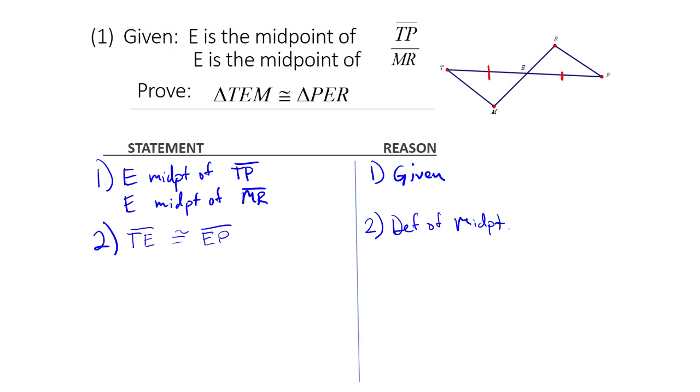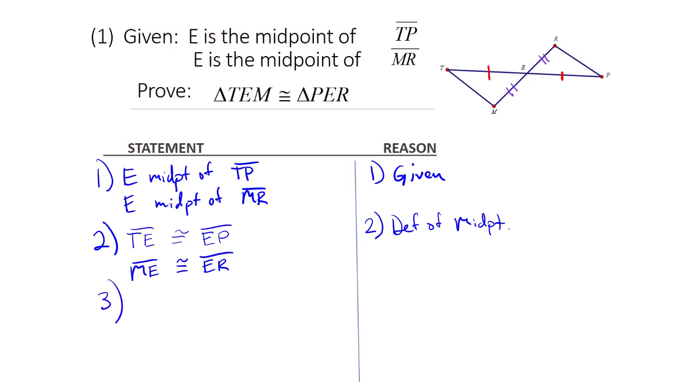All right, so now that I know those are congruent, I can actually use the definition of midpoint again to say that since E is the midpoint of MR, that means that ME must be congruent to ER, right? So segment ME must be congruent to segment ER. And for the same reason, right? Okay. So next step. So we have two sides.